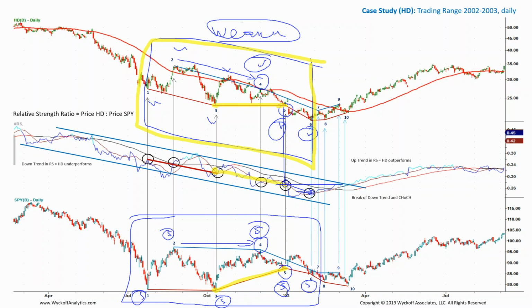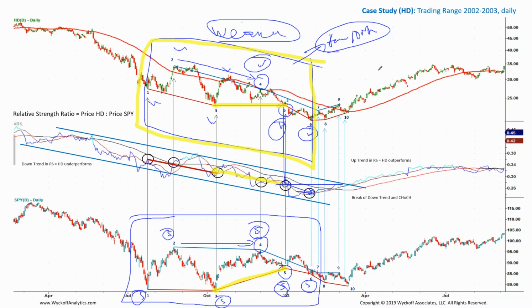So therefore, let me ask you this question. Does it mean that this is an accumulation or a distribution? Great question. Tricky question, very tricky question. Well, since we can see without knowing anything going forward, just looking at the chart, you could potentially be in both.